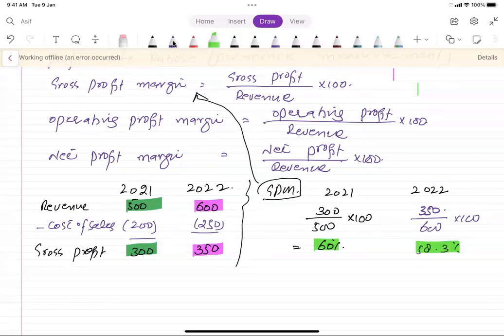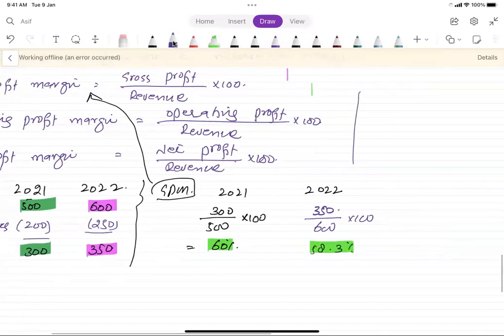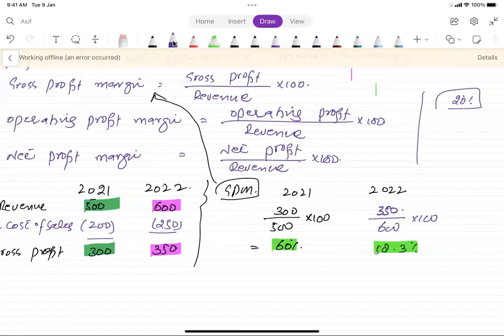Do a little maths here. Look at the revenue. What is the percentage increase in revenue, boys? From 500 to 600, how much percentage has the revenue increased? 20%. Yes, okay. And how much percentage has the cost of sales increased from 200 to 250? Look at this figure.